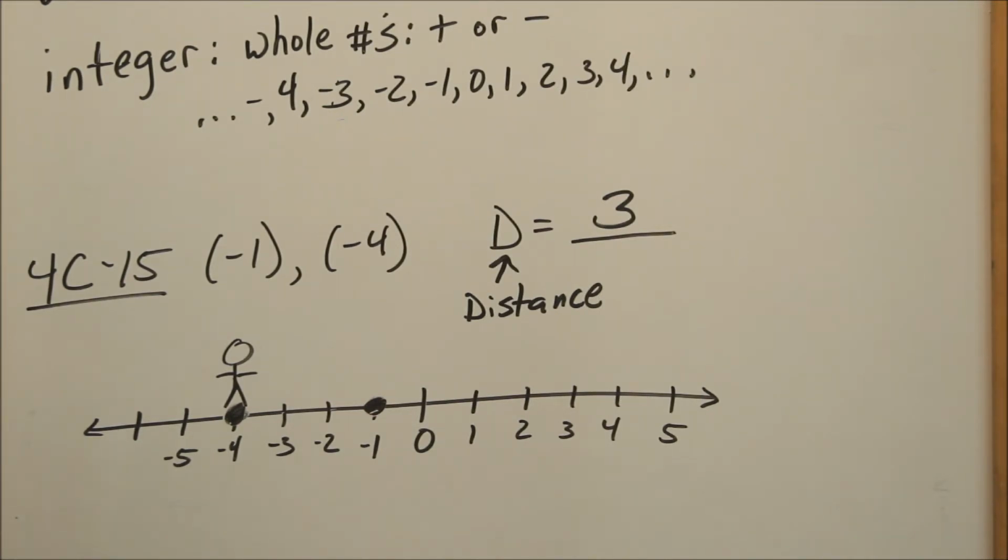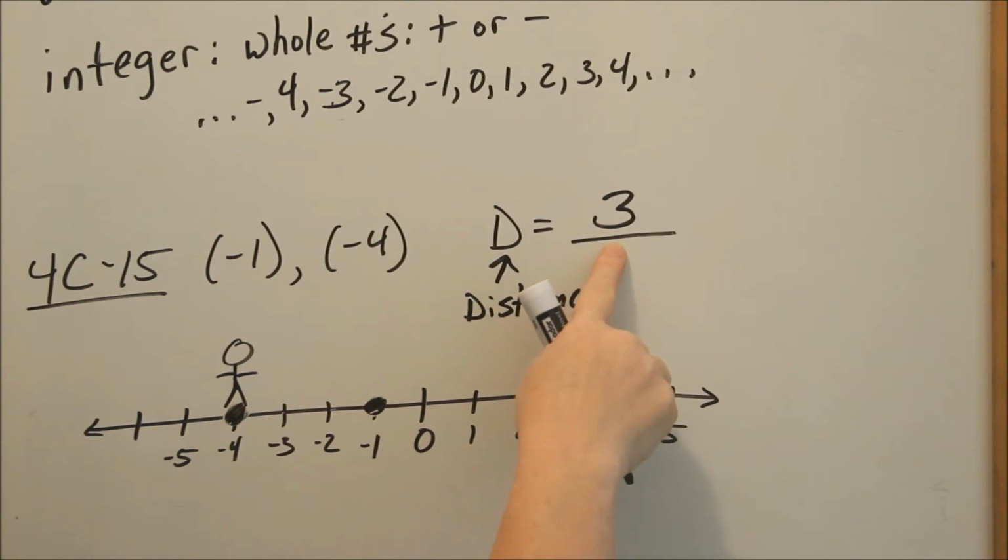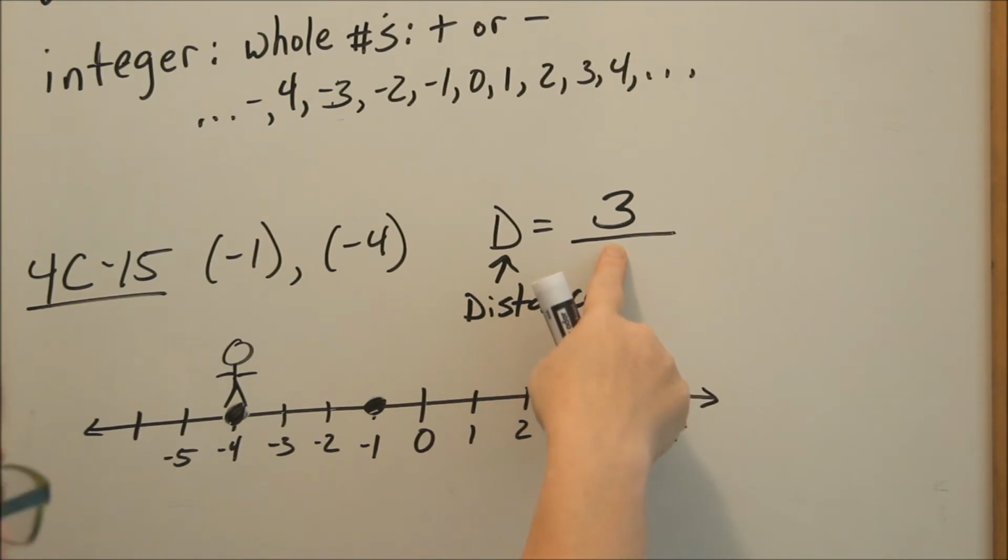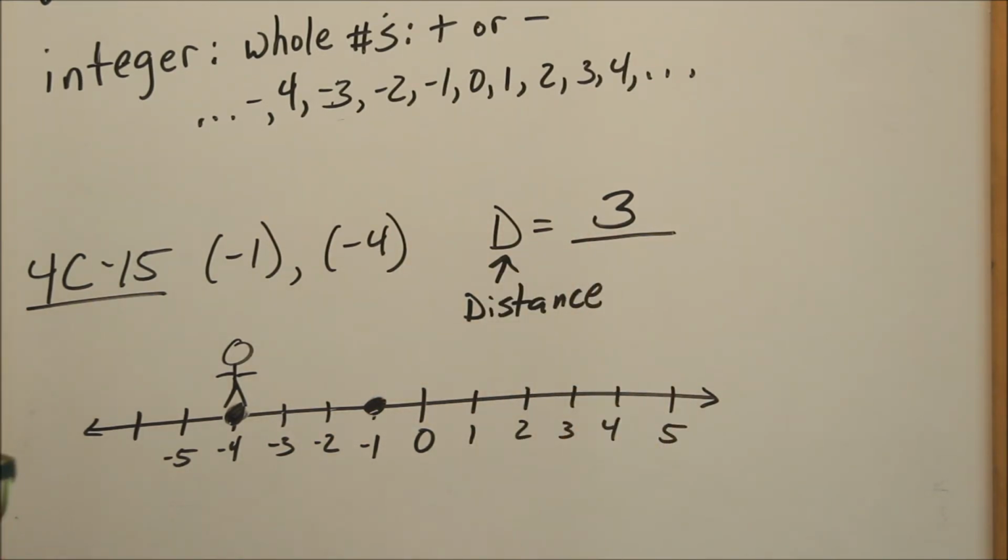It's just 3. The one thing I want to point out about distance is it's not a negative number. When we say we went a certain distance, it's always a positive number. We don't say, I walked -10 feet down the road. Distance is always a positive number.